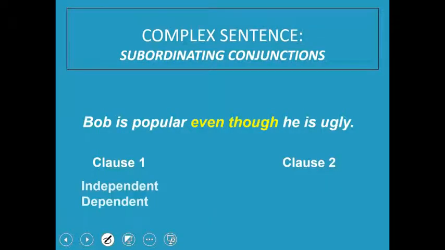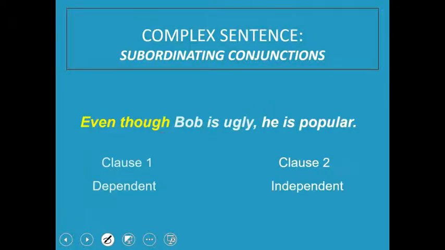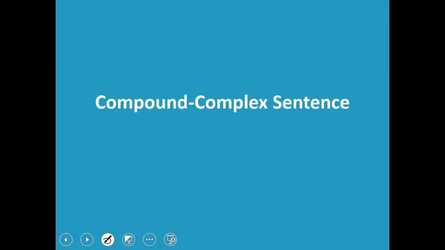And we got other subordinating conjunctions. They are words that also tie one part of the sentence, one clause, to the other one. So, Bob is popular even though he's ugly. If we got Bob is popular even though, it's like we are missing something over there. So, even though Bob is ugly, he is popular. So clause 1 is dependent because we got even though here. Clause 2 is independent.